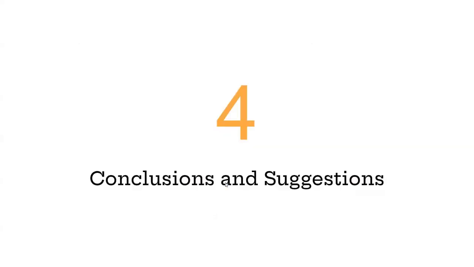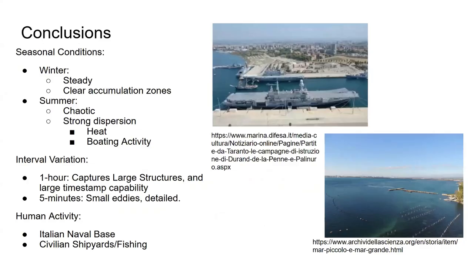Now on to the conclusions and suggestions. To wrap it up, I would like to start off with the seasonal conditions. In the winter, the water flow is steady and we can see clear zones that lead to things like accumulation, and it makes it easier to predict where materials or particles will end up. But in the summer, the system becomes more chaotic with stronger dispersion, mostly due to two factors: heat, which affects the water structure, and boating activity, which stirs up the water and adds a lot of movement.